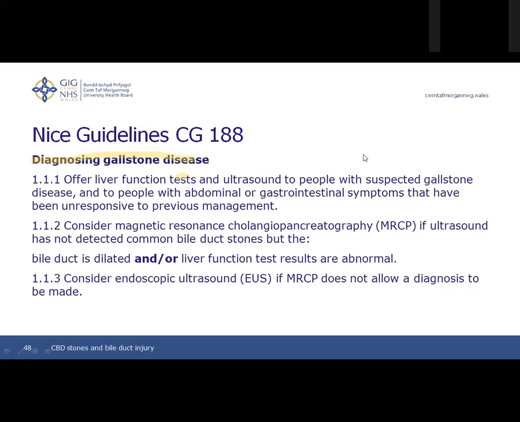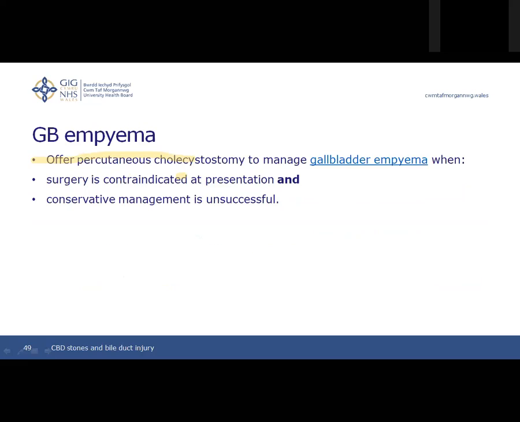And the next slide is, okay. This is the guideline if the patient has got GB empyema. If the patient has confirmed gallbladder empyema, try to do a laparoscopic cholecystectomy or open cholecystectomy if the patient is fit enough. If the patient is not surgically fit, try to go for a cholecystostomy or conservative management.